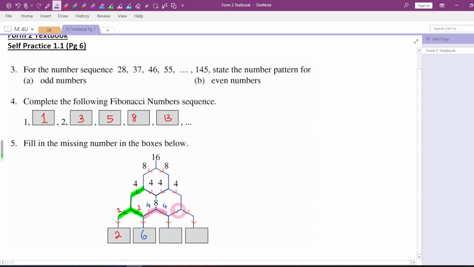Let's look at what is the number for these 2 branches. Now the 4 you bring down from here, you bring down here, and then you break it into 2 equal parts. So it will be 2 and 2. 4 divided by 2, right? You get 2 and 2. 4 plus 2, you get 6. And the 2 here, you just bring it down, you get 2. So these are the answers for this question.